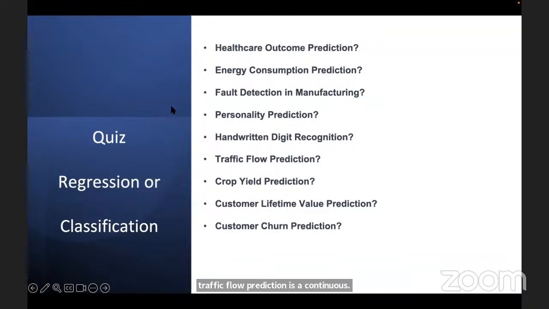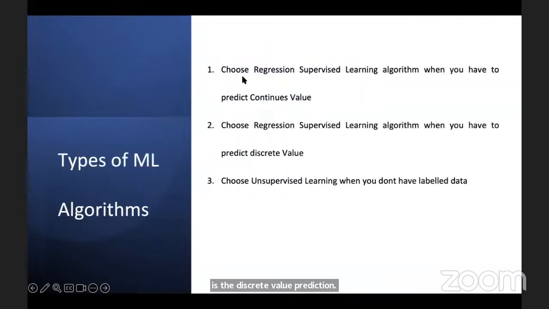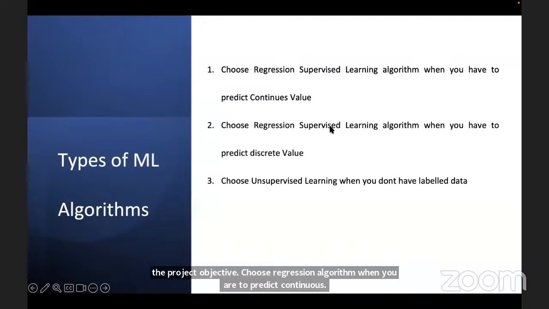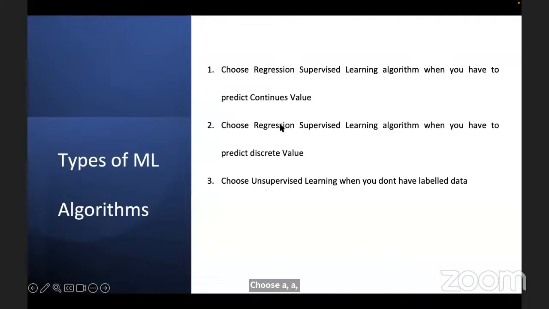Okay, good. So in this way, what you people have done is divide this project and decide which is the continuous value prediction and which is the discrete value prediction. On that basis, we are deciding whether to apply a regression or classification algorithm. Very good, guys, I really like it, you have given the correct answer. So how to choose the algorithm? It totally depends on the project objective. Choose a regression algorithm when you have to predict continuous values. Choose a supervised classification algorithm when you want to predict discrete values.